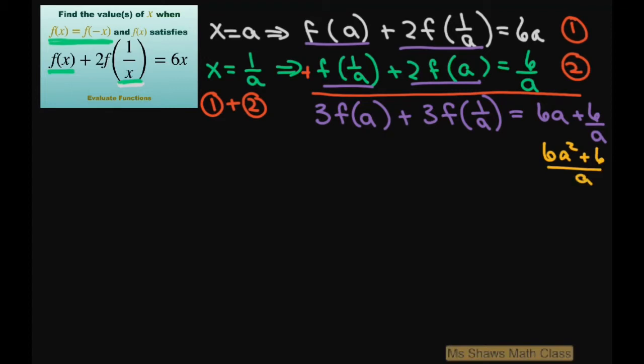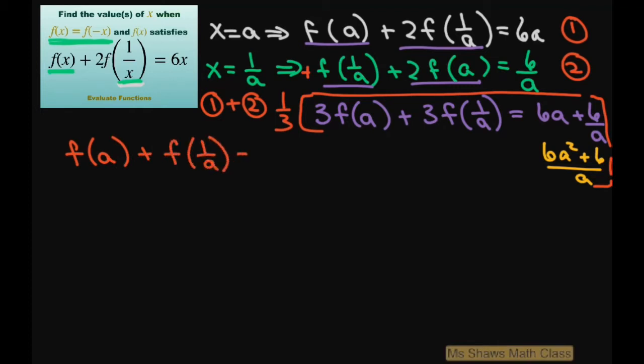All right, now let's simplify this because we have a lot of 3's going on here. So if I multiply everything through by 1/3, this is going to give me f of a plus f of 1 divided by a equals, and when you multiply through by 1/3, the 3 goes away. So that's going to give you 2a squared plus 2 divided by a. I'm going to call this equation 3.